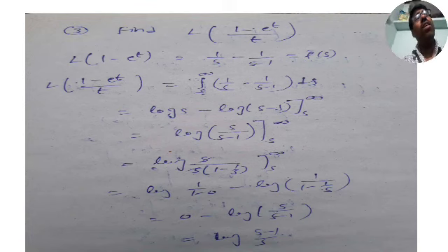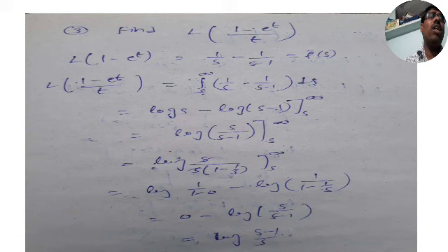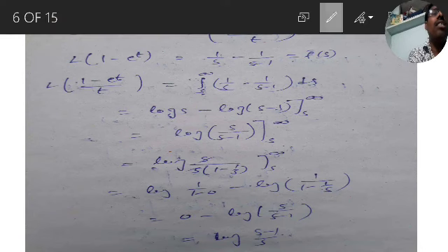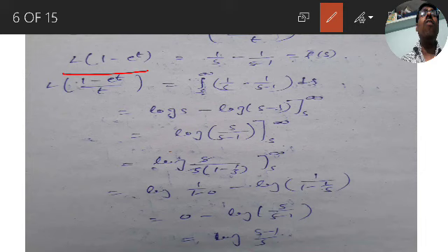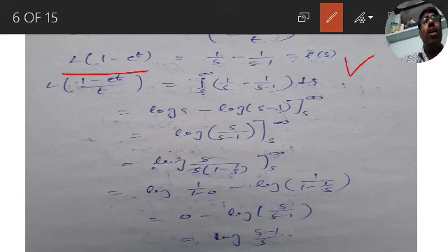So what is f of t here? 1 minus e power of t. So what is f bar of s? L of 1 minus e power of t. Again, use of standard formulas: L of 1 is 1 by s, and L of e power of at is 1 by s minus a. L of e power of t is 1 by s minus 1. So we got f bar of s as 1 by s minus 1 by s minus 1. That is our f bar of s.